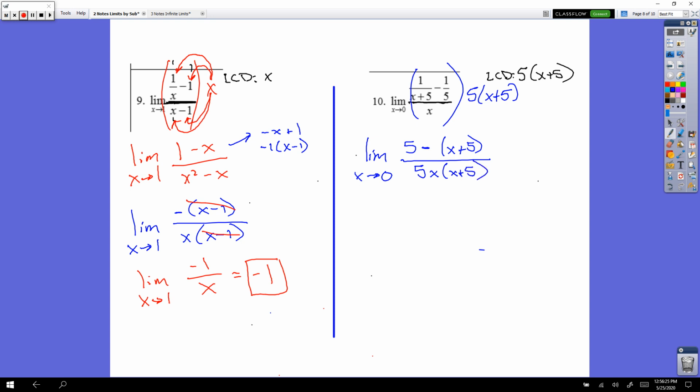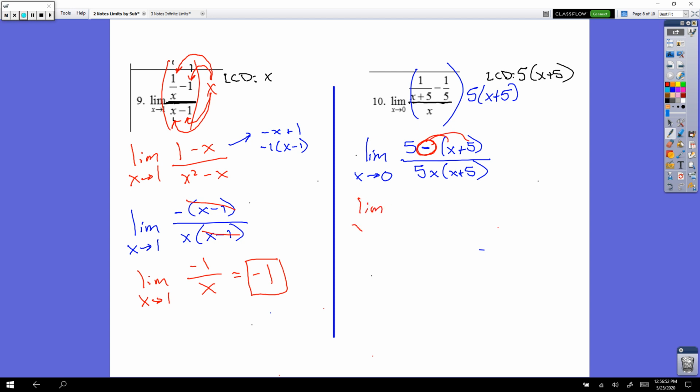Now the biggest mistake people will make here is they go, oh, I see an x plus 5 and an x plus 5, so these will cancel. You can't do that. And the reason you can't do that is because of this minus sign right there. Anytime there's a plus or a minus sign, we can't just go right into canceling things, okay? So what we're going to have to do instead is distribute.